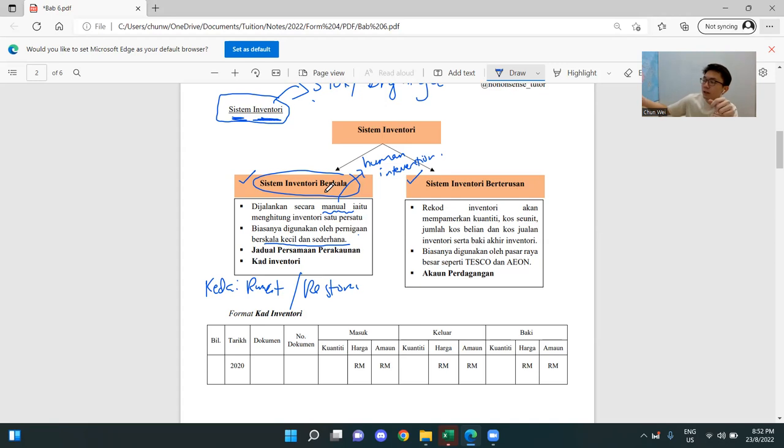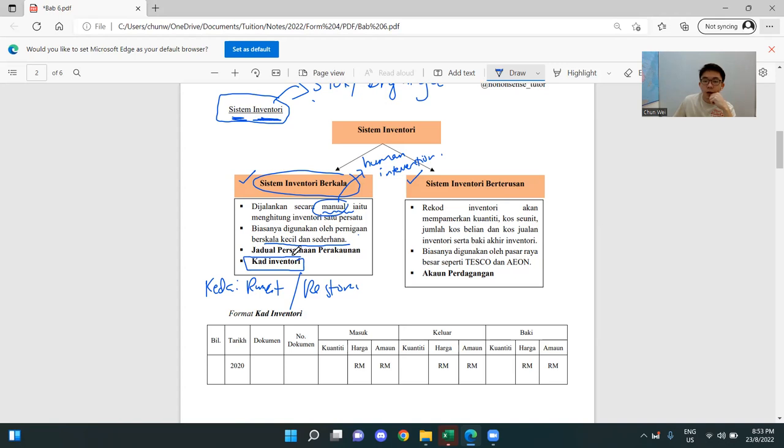Okay, so how many ayam did they buy? Then they can count. There are five, today I bought 10, what do you use for the biji, ya? Bukan lah. For ayam, we use ekor. 10 ekor ayam. Okay, then sayur berapa? Berapa kg? Then they write down. They use this system inventory berkala. So when you use system inventory berkala, because it's manual, then you can use this card inventory.